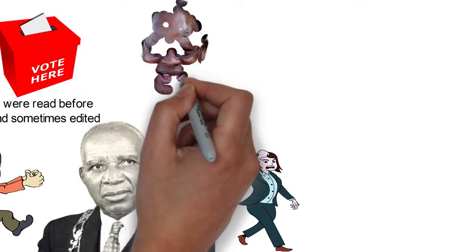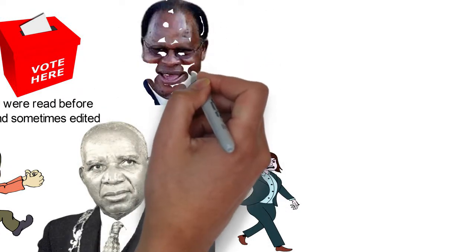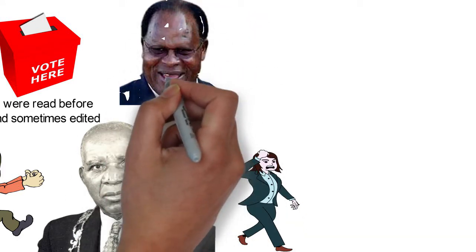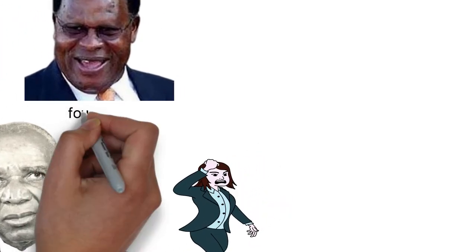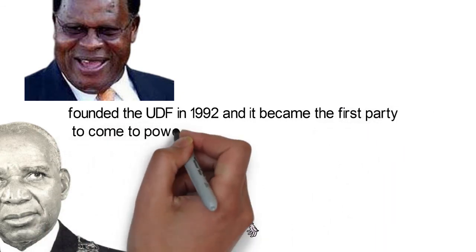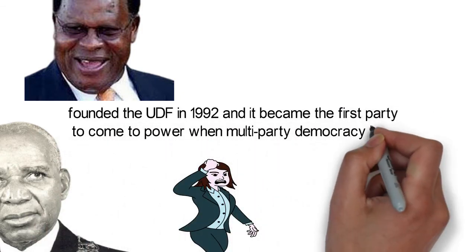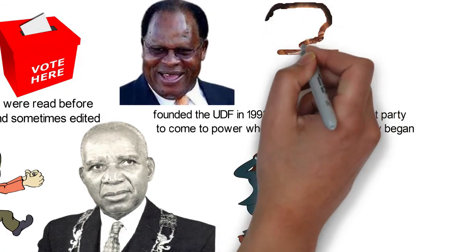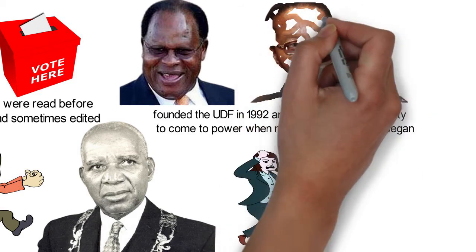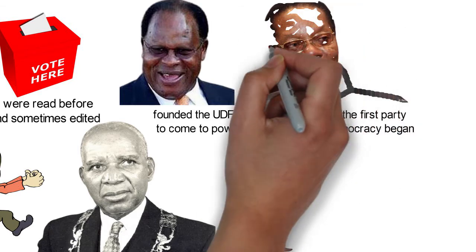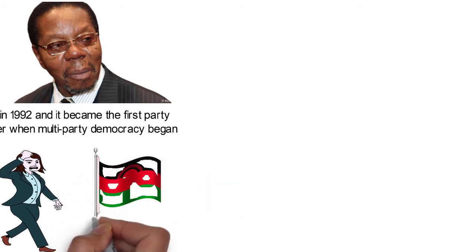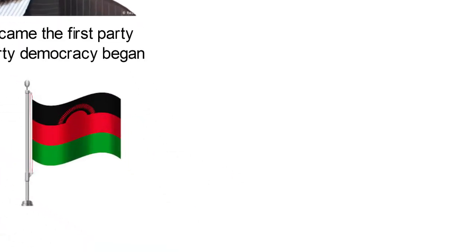Free and fair national elections were held on the 17th of May 1994, and Bakili Muluzi, leader of the United Democratic Front (UDF), was elected president. Bakili Muluzi had founded the UDF in 1992, and it became the first party to come to power when multi-party democracy began in Malawi. Muluzi was in office as president until 2004, serving 2 terms. Bingu Mutharika, also of the UDF, succeeded Muluzi as president.